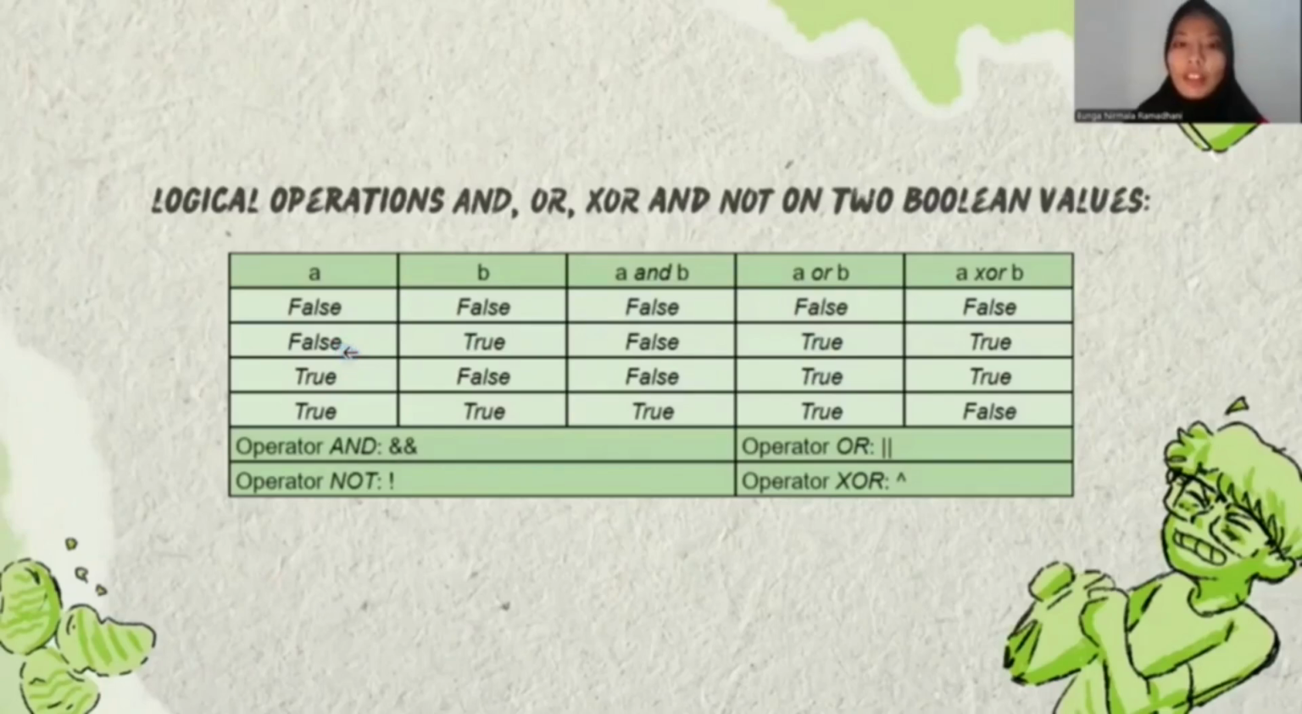If both of them have the value of true, like A and B here, then A and B will be true, A or B will be true, but A XOR B will be false. For the operator AND, we use double ampersand signs, and for the operator NOT, we use the exclamation mark. For the operator OR, we use the double vertical bar signs. And for the operator XOR, we use the caret sign.